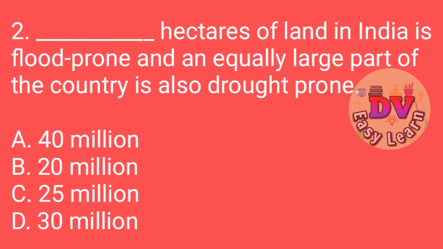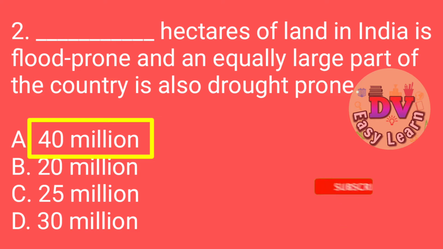Question number 2. Dash hectares of land in India is flood prone and an equally large part of the country is also drought prone. Correct answer: 40 million.